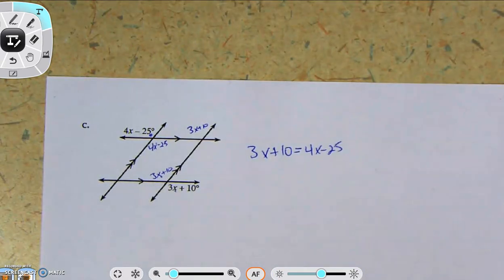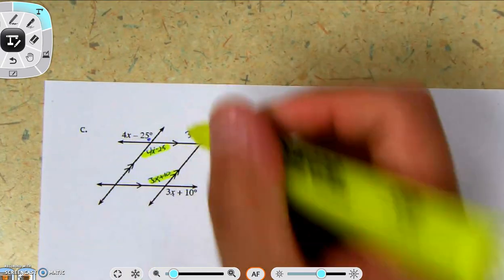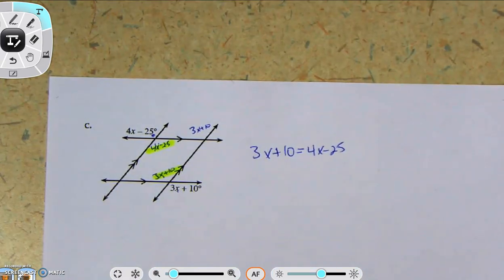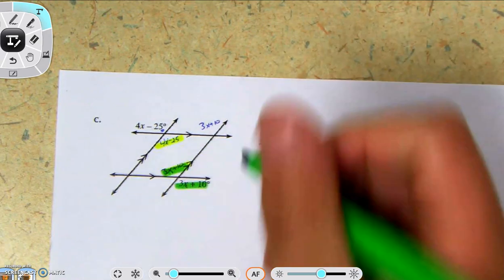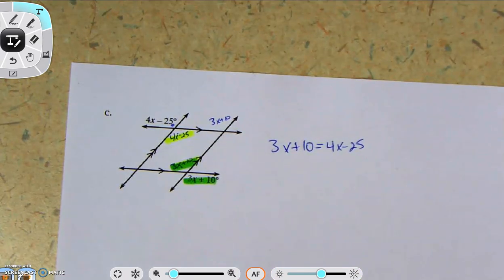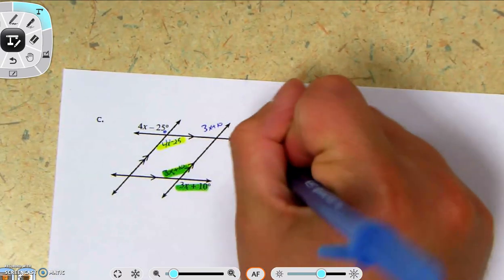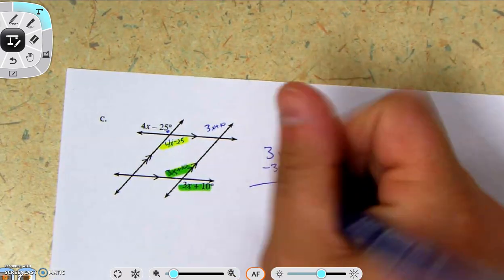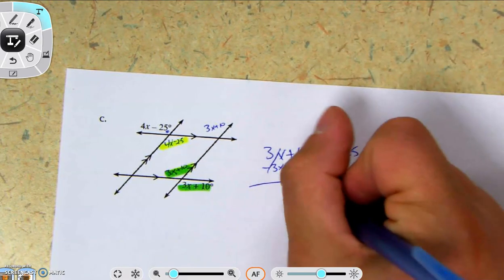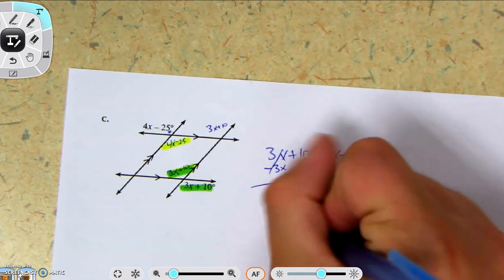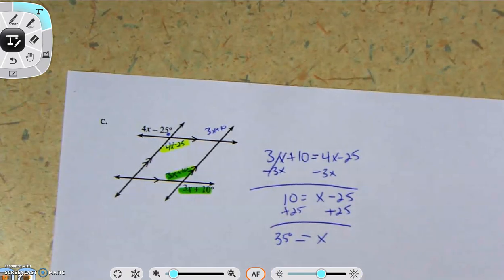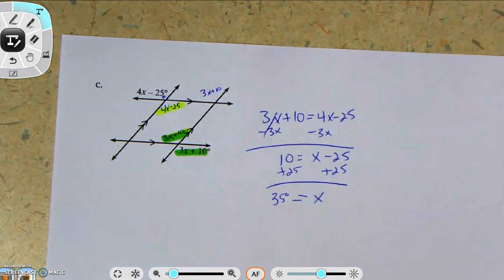So a couple things. This and this, the two highlighted angles, are not vertical angles. Vertical angles are the 3x plus 10 and this 3x plus 10. So the green are vertical angles, but what I just had as the yellow are not. So then it's just basic Algebra 1 from there, minus 3x on both sides. And then this is gone. 10 is equal to x minus 25, plus 25 on both sides. x is equal to 35 degrees. So then we would be able to solve for x there.